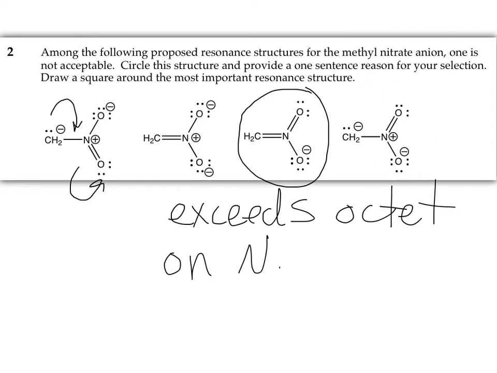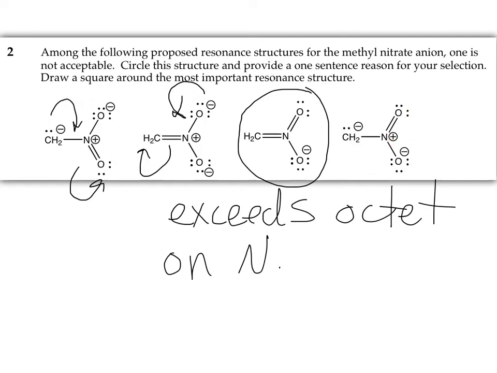Okay, so how about this one? Can we generate that one from this resonance structure? And yes, I can. So I'm going to generate a double bond here and get rid of a double bond here. So I can push electrons this way, and that gives me this picture. Okay, so those 3 resonance structures are all good.